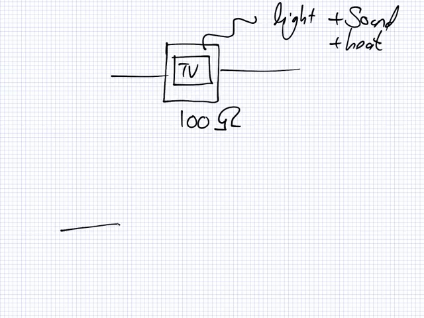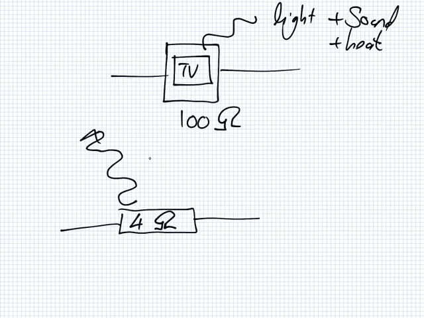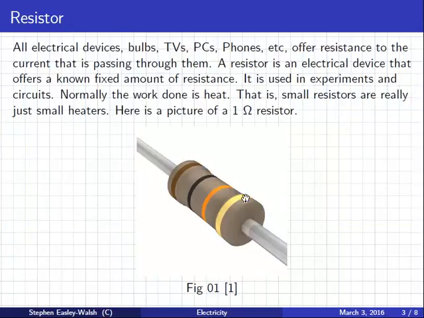In physics, we have this thing called a resistor, and these are used for experiments, and printed on the resistor is how much resistance is in it, in this example 4. But don't forget, there must be some work being done. So what is the work that's being done? In fact, the work that is being done by the small resistor is heat, but it's usually so small you can't even feel the heat. So, these are called resistors. They just have a small resistance in them. In this picture, this is maybe a 1 ohm resistor.